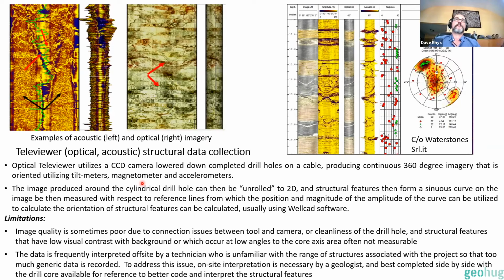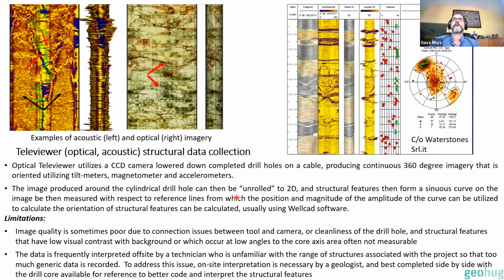And also the other thing that a lot of people aren't aware of is that with the Televiewer imagery, oftentimes structural features that are less than about 20 degrees to the core axis are extremely difficult to see in the imagery. And as a result, you get a bit of an accentuated orientation bias where you can't actually see or measure many of those features, particularly if they're low contrast. The other thing too is that there's also an offset between the position in the drill core and the position in the imagery, which can be up to a few meters.